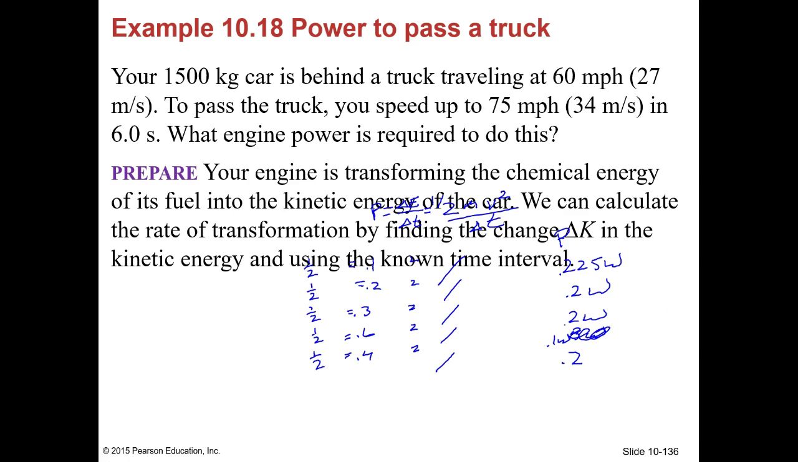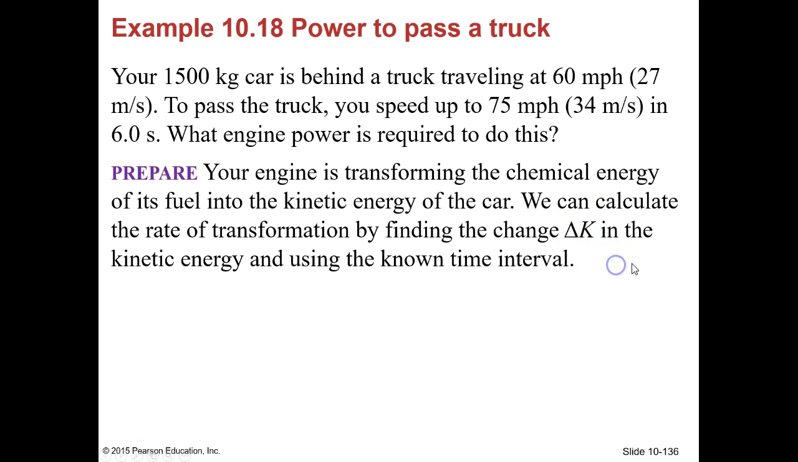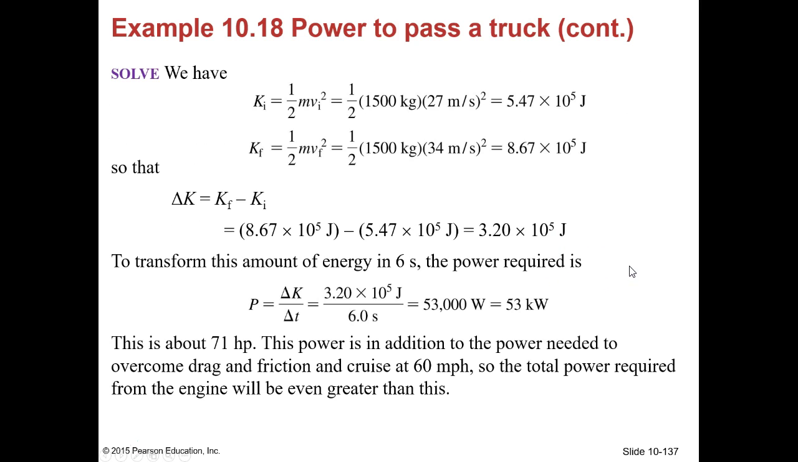So that's example 10.21. For example 10.18, we have power to pass a truck. We have a car, it has a mass of 1,500 kilograms. It's behind a truck traveling at 60 miles an hour, which is really 27 meters per second for us. To pass the truck, we have to go 34 meters per second in 6 seconds. They want to know what the power is. We're transforming chemical energy into kinetic energy, so we can find the change in kinetic energy and use the time interval to help us figure out what's going on.